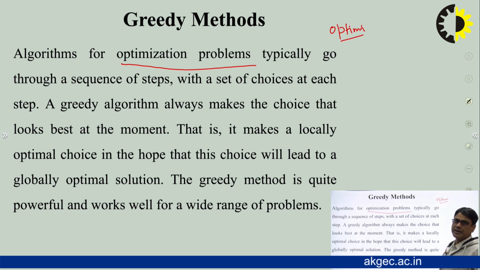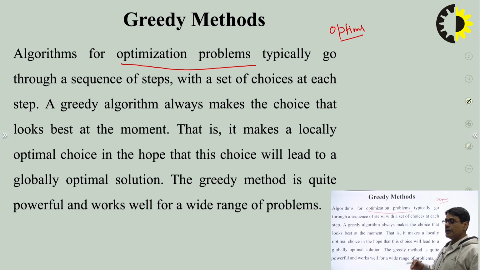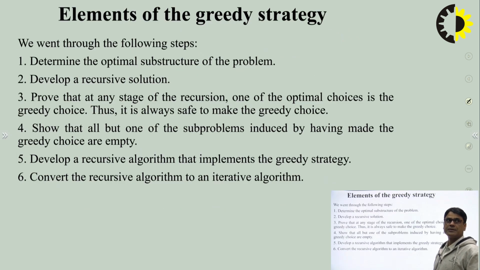And most of the time, whatever algorithm is approached by these greedy choices will provide the best results using this phenomenon. It is basically called the top-down approach, because you do not get the final solution exactly, you get the separate solutions. So the greedy method is quite powerful and works well for a wide range of problems because it is used for optimization problems.